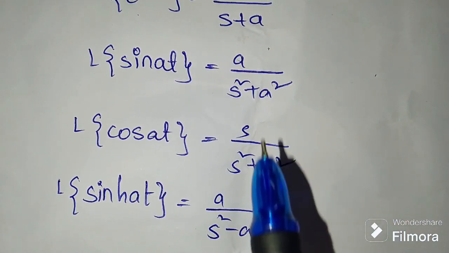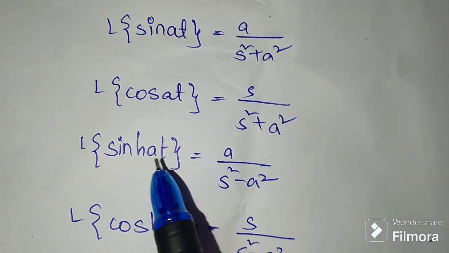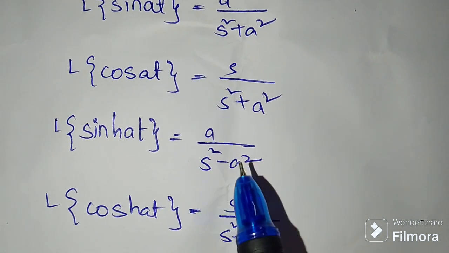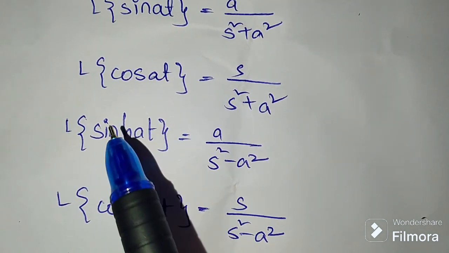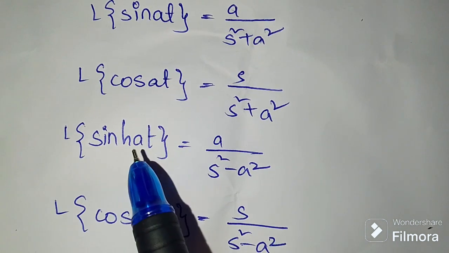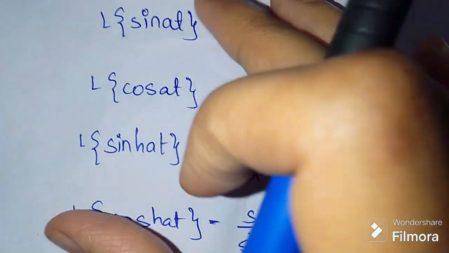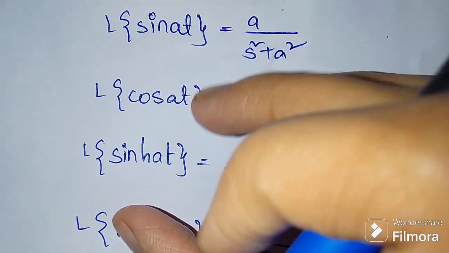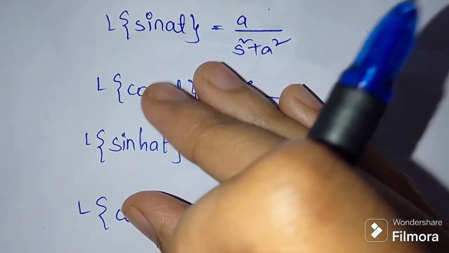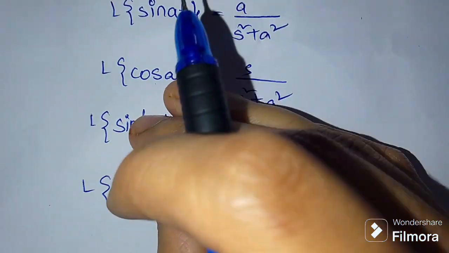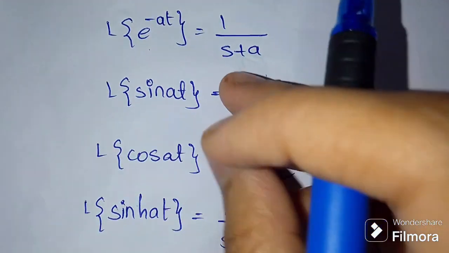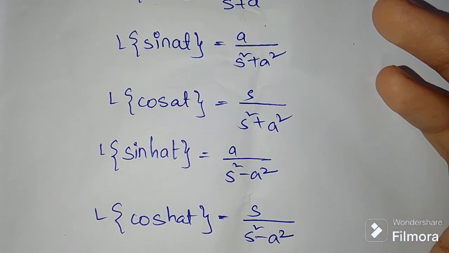But coming to hyperbolic functions, we keep the negative symbol, and here also we give importance to the constant in sine and to s in cos. So for both cosine functions we give importance to s, and in hyperbolic we use minus, in normal trigonometry we use plus. That's it. This formula sheet aside, let's solve some questions.